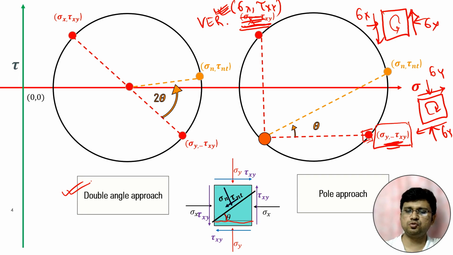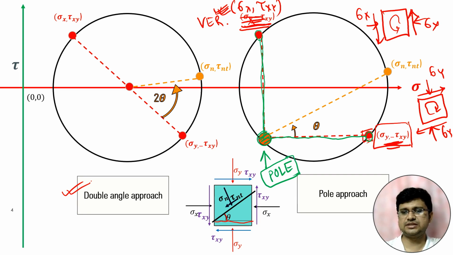So what we will do is draw one line parallel to the vertical plane, since this is the vertical stress, and one line parallel to the horizontal plane, since this is the horizontal stress. These two lines will cut the Mohr circle at this particular point, and this point will be termed as the pole. The pole is the origin of the planes. This pole is very important. If we know the pole, then calculating the stress is very easy.